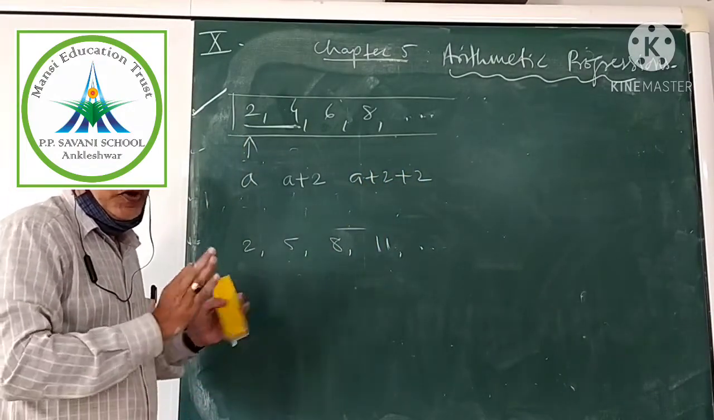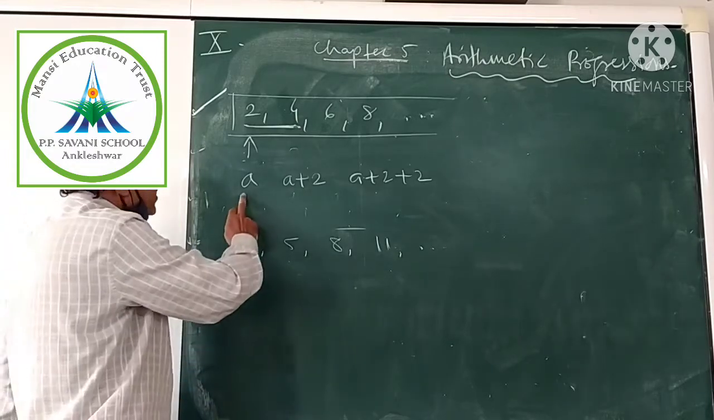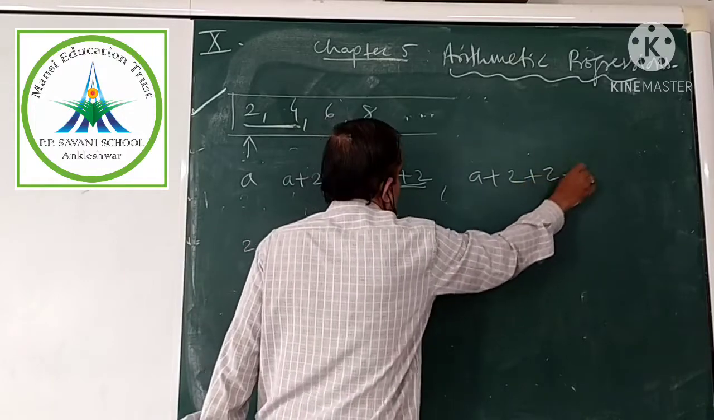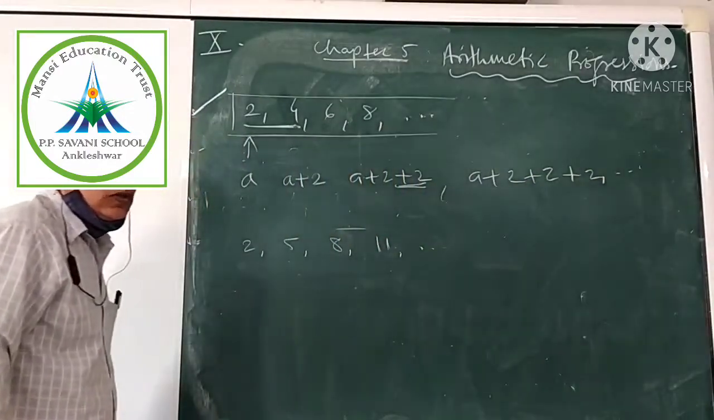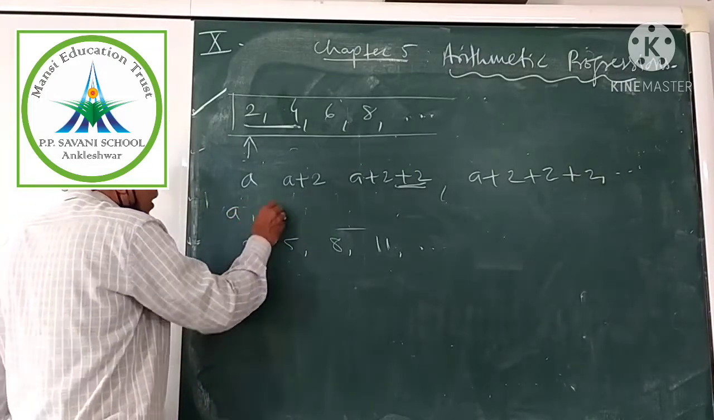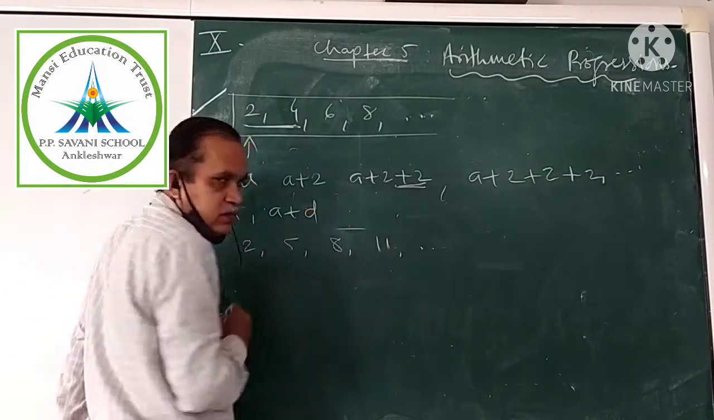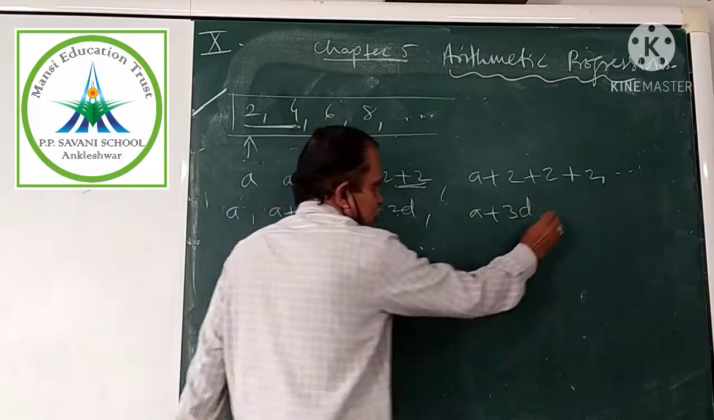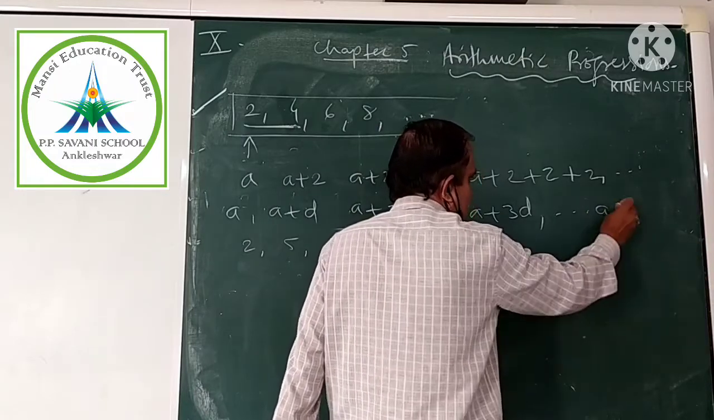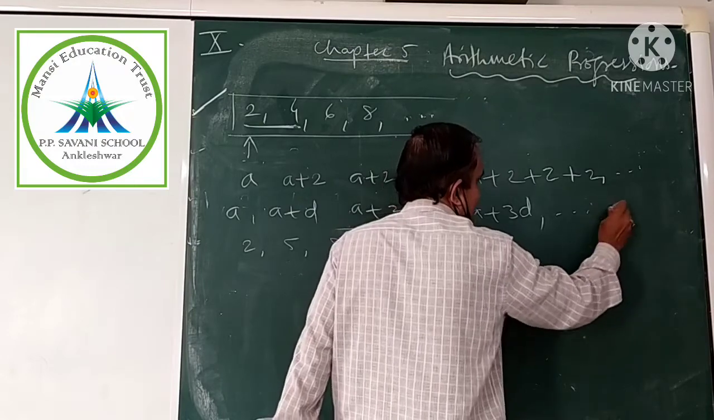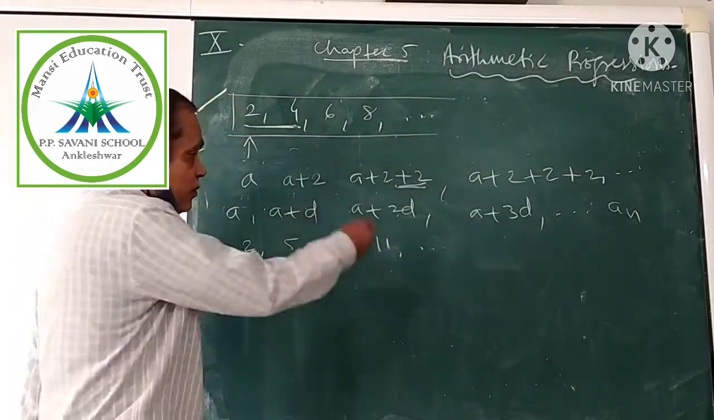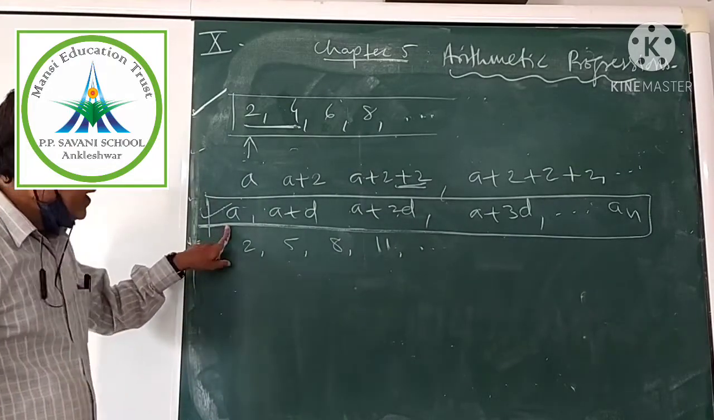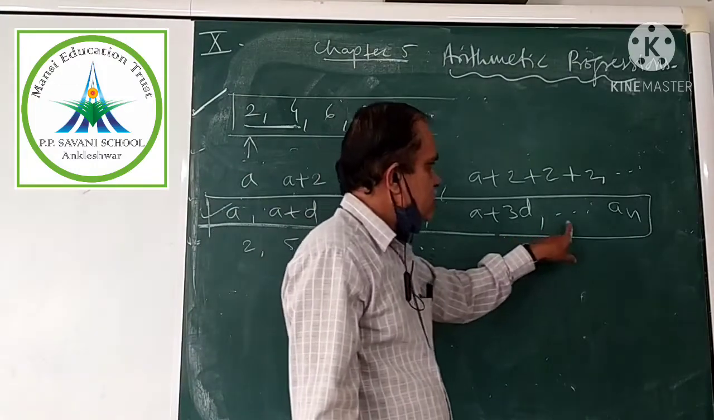Yes or no? See students, we are going to learn how to write the general pattern of AP. A plus 2. Again I am adding 2 more. So what is this 2? d. See here, a, a plus d, a plus 2d, a plus 3d, and so on, up to the last term. So the general pattern of arithmetic progression is a, a plus d, a plus 2d, a plus 3d, and so on.